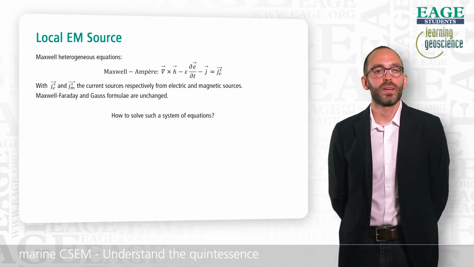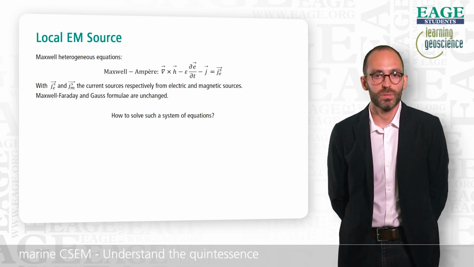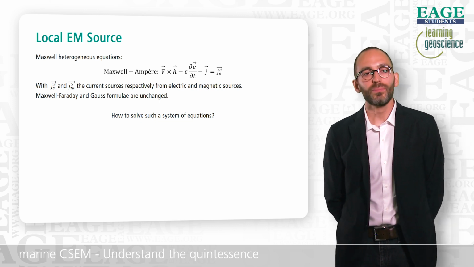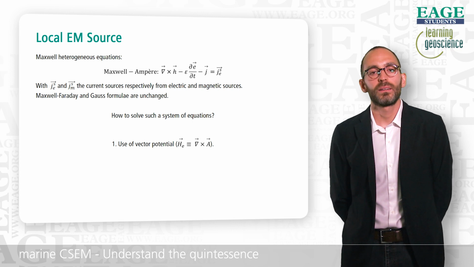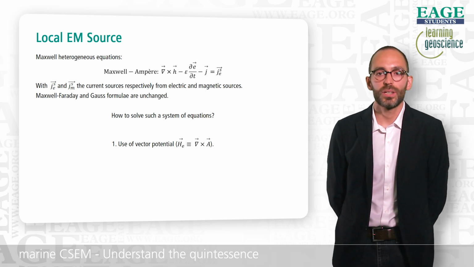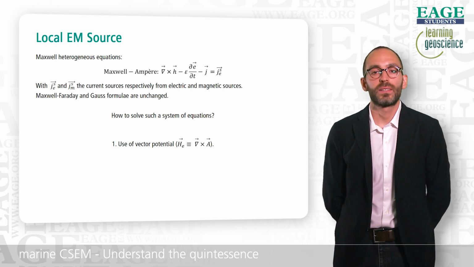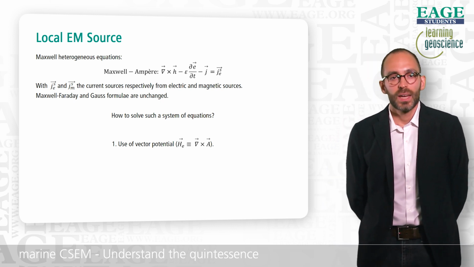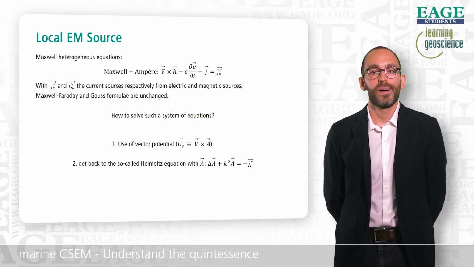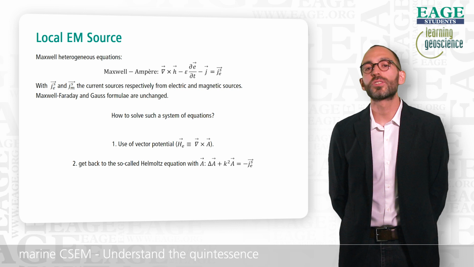Maxwell's equations are then slightly modified with the adjunction of the current density of the source. Then we need a mathematical trick to solve such a system of equations. We use what we call the vector potential to solve that problem, with the assumption that the H field is derived from a purely rotating field, the so-called vector potential A. That subsequently enables us to get back to the so-called Helmholtz equation using the vector potential. And we know how to solve it.